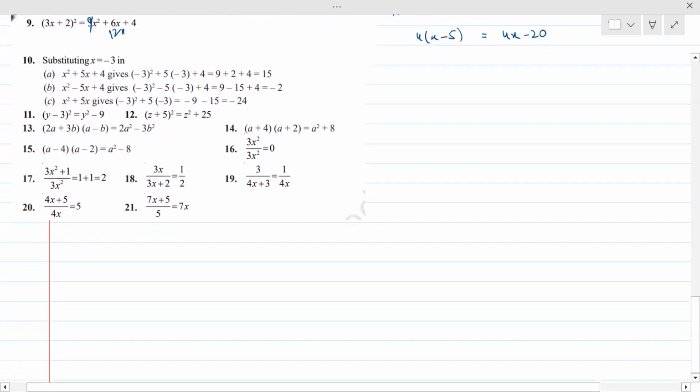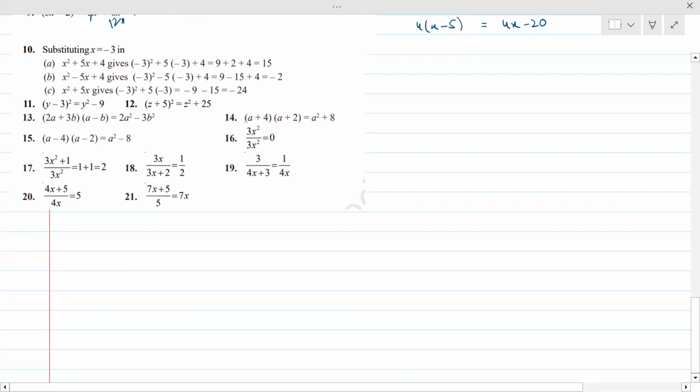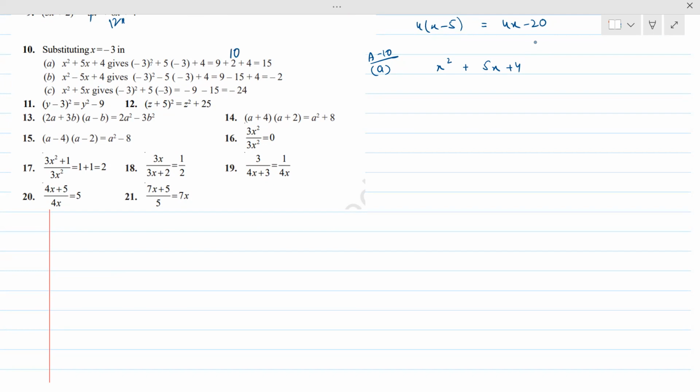Now, in the 10th question, you just have to substitute x is equal to minus 3 in all the parts. If I say answer 10, A part, x square plus 5x plus 4, gives minus 3. We have to just find the errors. It is minus 3 whole square, right? Plus 5 into minus 3 plus 4, which is 9 plus 2. No, it would be plus 10 here plus 4. So the answer should be 23.